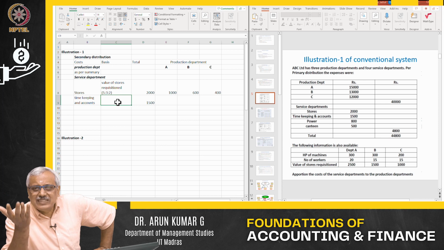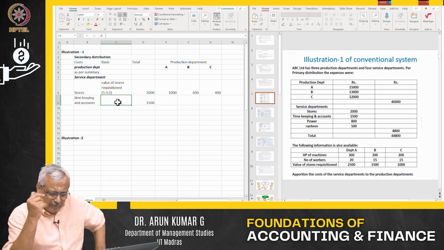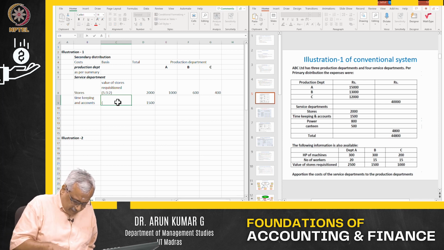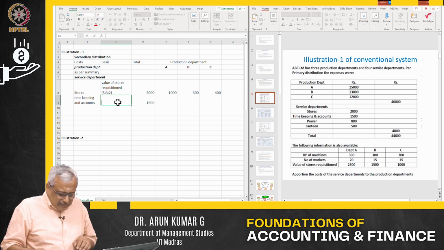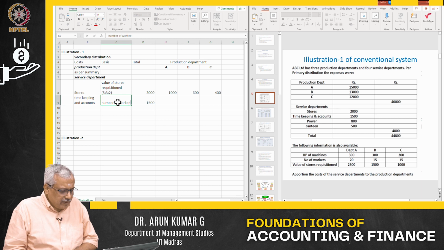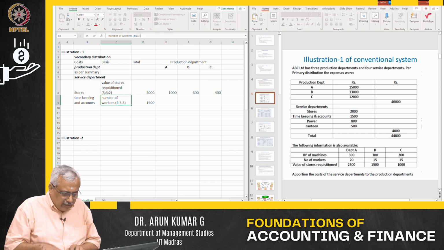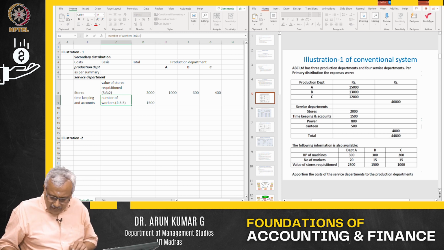Timekeeping is based obviously on the number of employees, so I allocate it on the basis of the number of workers. You see the number of workers is 20:15:15, so 4:3:3. That is all that happens in this case. And as I said, I am doing only the secondary allocation here.